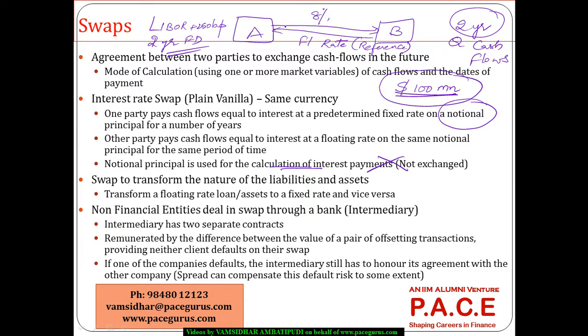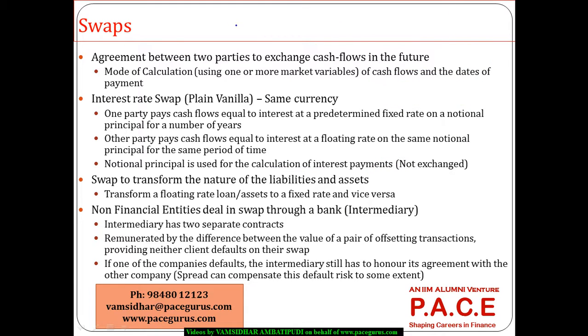Now let's do a simple story to understand. A has borrowed some 100 million from a bank, and let's say it is borrowed at an 8% fixed rate of interest. But let's say there is something in the mind of A that the interest rates are going to fall in the future, or the interest rates are going to rise in the future.